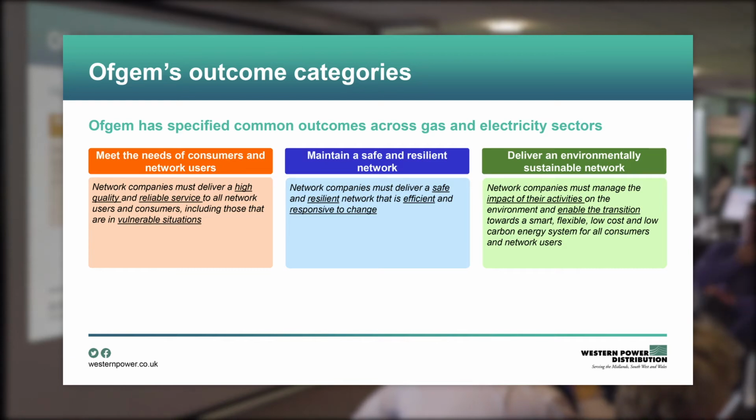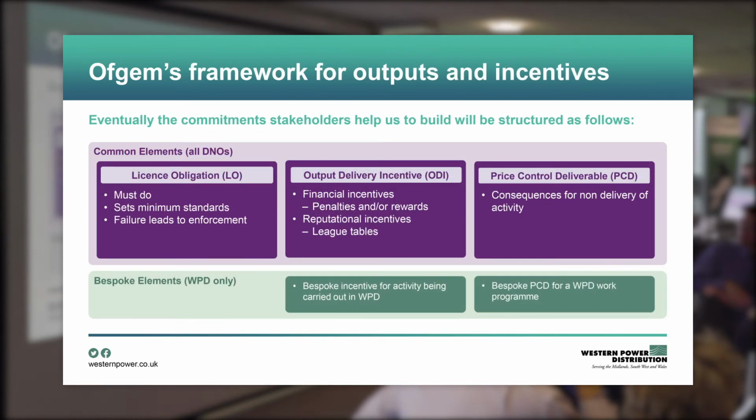And thirdly, there's an area that has to look at the environment. So this is the environmental impact of our activities, but also how we are facilitating the transition to a net zero future. So they're the 3 high-level outcomes that we'll be looking at aligning all of your input into.